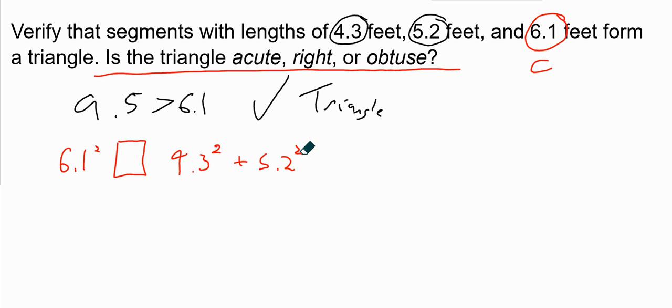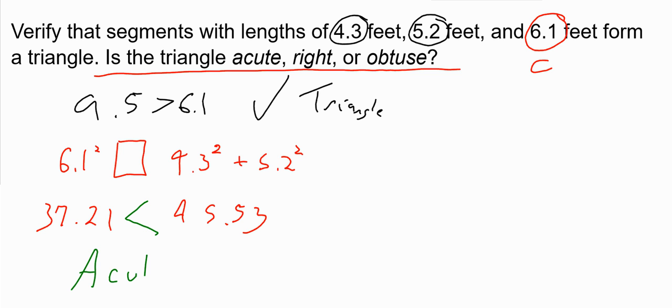Okay. So as I do that, I get 45.53, and 6.1 squared is 37.21. So because the C, the longest side, is shorter than those two, this must mean that this is an acute triangle that we're dealing with.